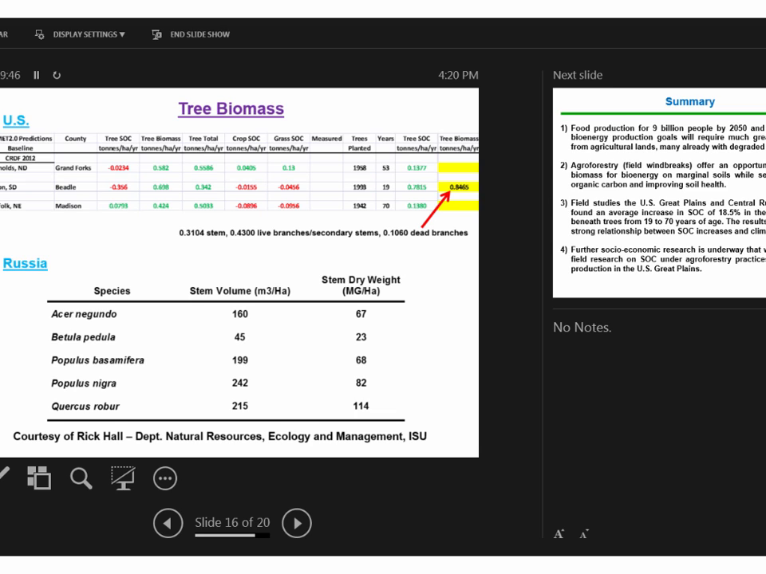We do have data for the trees from Rick Hall for one of the sites, the Huron site, and he broke that down into stem, live branches and dead branches. That was the estimate there for tree biomass, 0.8465 tons per hectare per year, versus tree biomass of 0.69 from COMET. So that part seemed okay. It's the soil part that just didn't seem quite right.